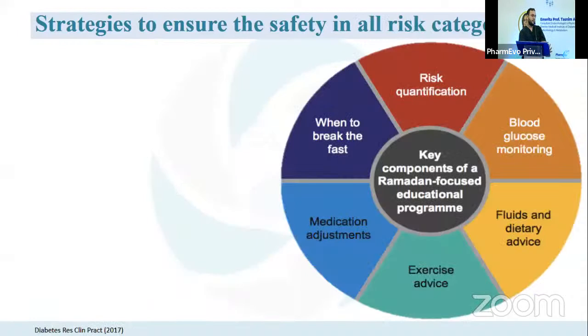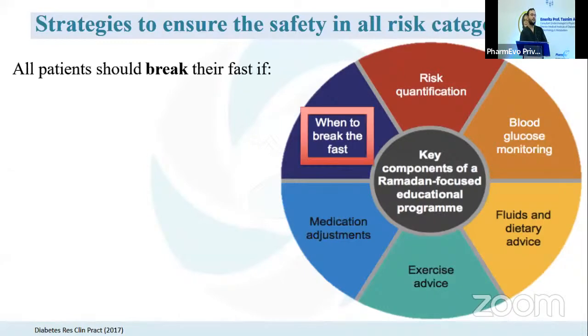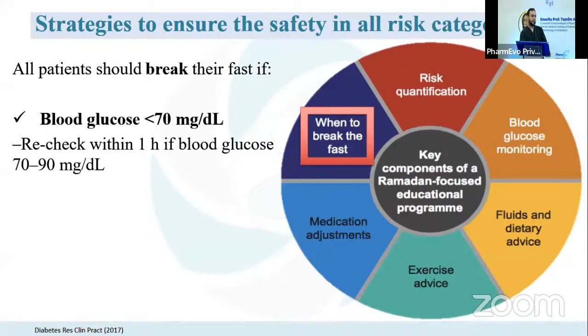So another important point to educate our patients about is when to break their fast. All the patients should break their fast if their blood glucose level is less than 70 milligram per dL. And if the blood sugars are between 70 to 90, they should recheck it again within 1 hour, so that there's a chance that they may go into hypo.